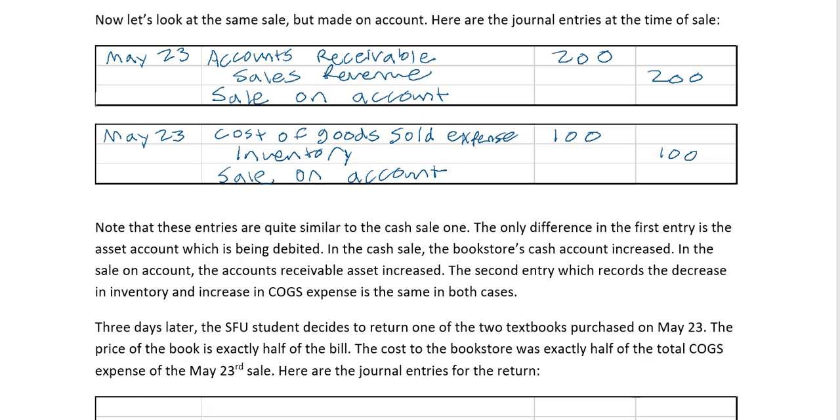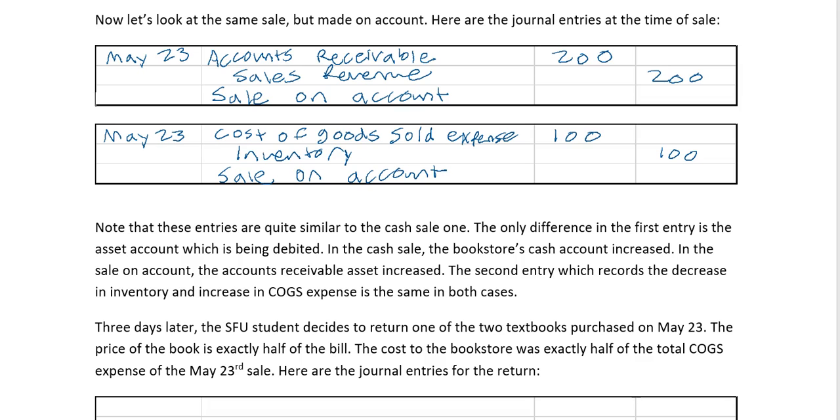3 days later, the SFU student decided to return one of the 2 textbooks purchased on May 23rd. The price of the book is exactly half of the bill. The cost to the bookstore was exactly half of the total COGS expense of the May 23rd sale.